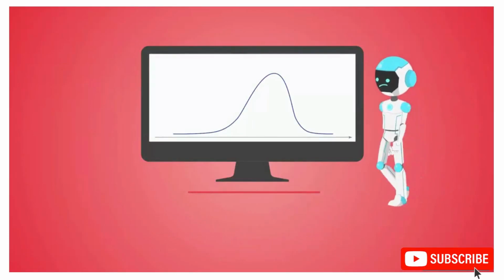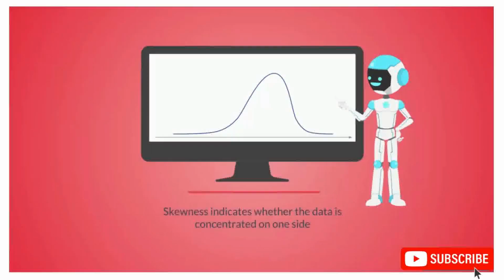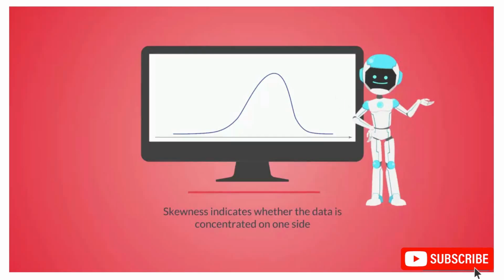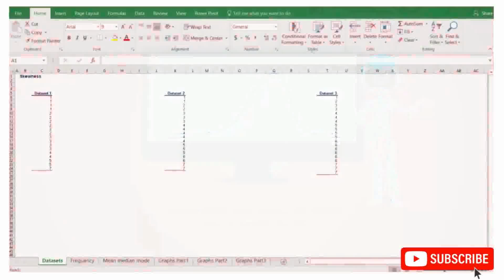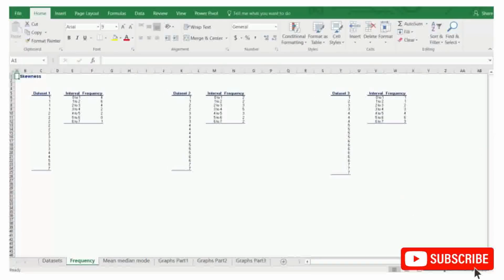So, skewness indicates whether the observations in a dataset are concentrated on one side. Skewness can be confusing at the beginning, so an example is in place. Remember frequency distribution tables from previous lectures? Here we have 3 datasets and their respective frequency distributions. We have also calculated the means, medians, and modes.